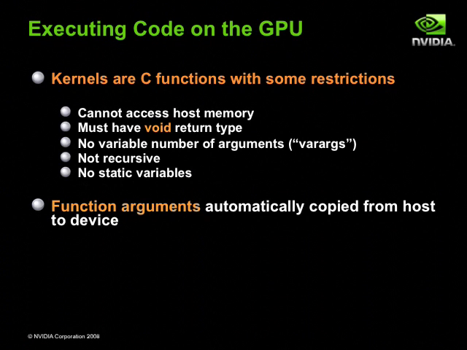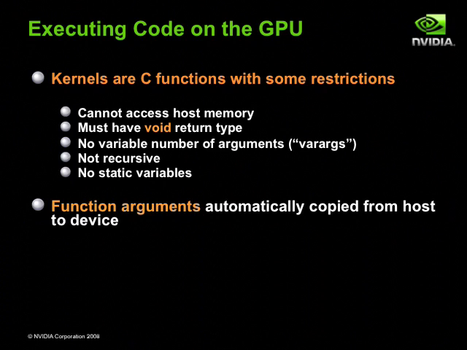Kernels, or functions launched from the host and run on the device, are basically C functions, with some added restrictions. Kernels cannot access host memory and must have a void return type. Kernels also cannot be called with a variable number of arguments, cannot be recursive, and cannot contain static variables. Kernel function arguments are automatically passed to the device and do not need to be transferred using CUDA memcopy.